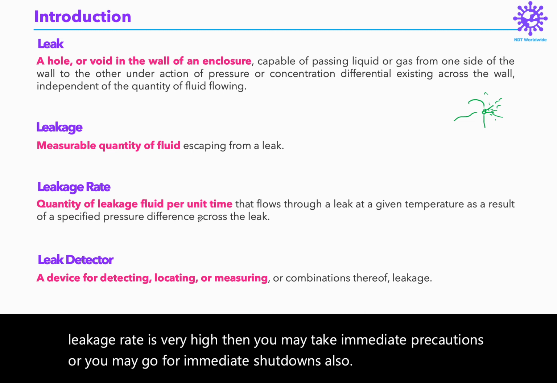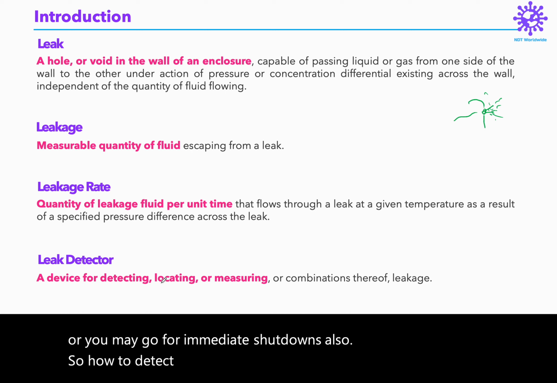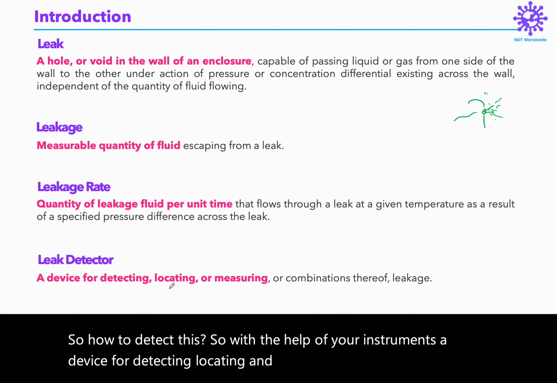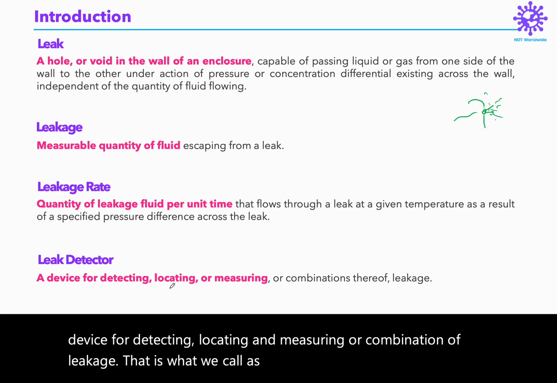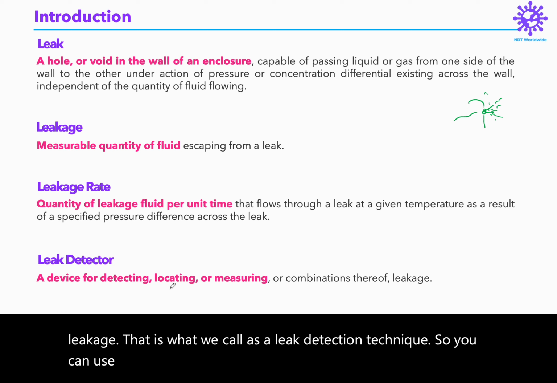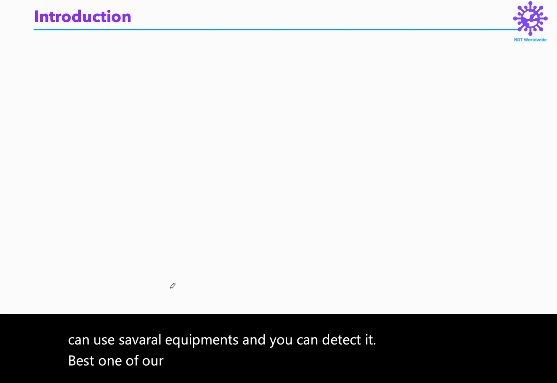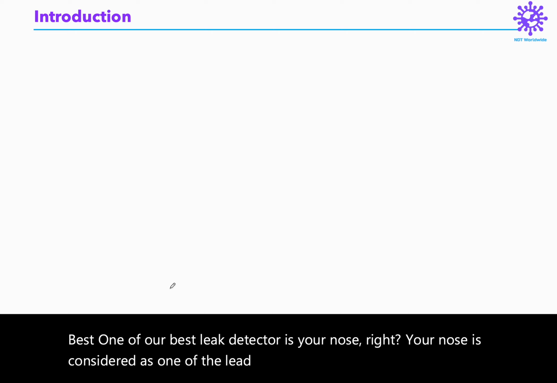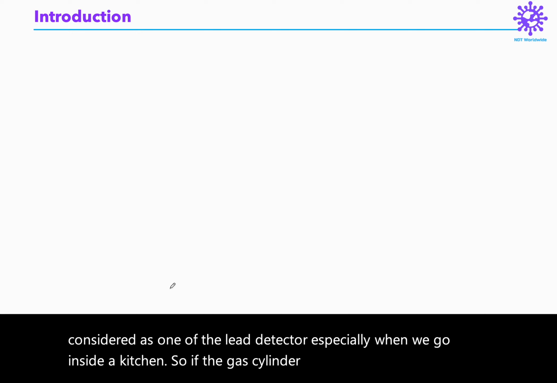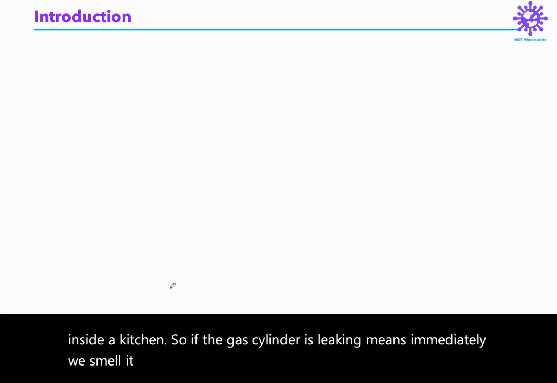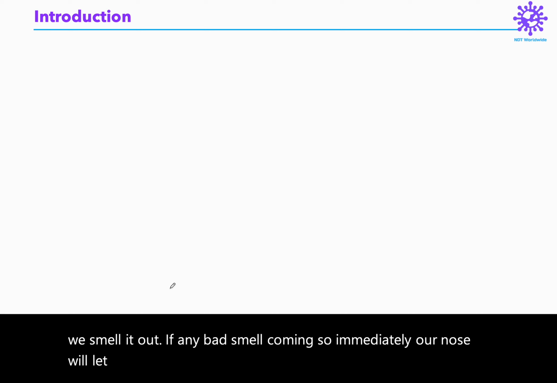So how to detect this? With the help of instruments, a device for detecting, locating and measuring leakage, that is what we call a leak detection technique. You can use several pieces of equipment to detect it. One of our best leak detectors is your nose, right? Your nose is considered one of the leak detectors, especially when we go inside a kitchen. If the gas cylinder is leaking, we immediately smell it out. If any bad smell comes, our nose will alert us. That is what leaking is.